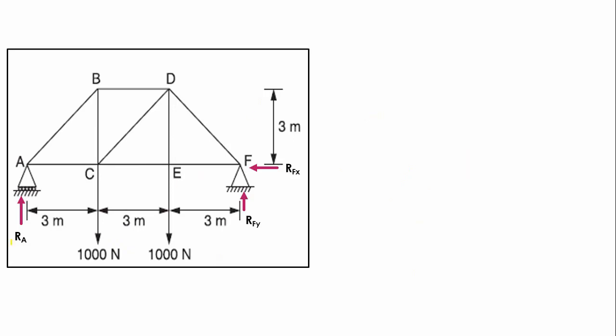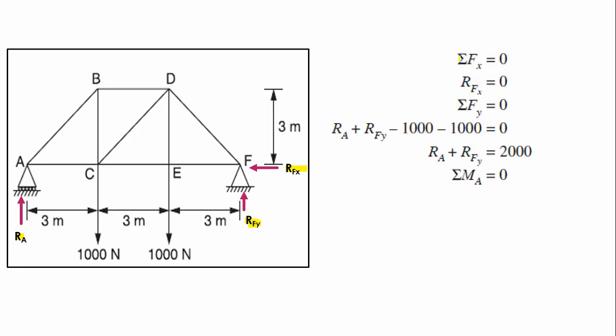Here I have shown the vertical reaction as RA, the horizontal reaction at point F as RFX, and the vertical reaction as RFY. Now we will apply the conditions of equilibrium. First, summation of Fx equal to 0. We have only one horizontal force, RFX; the other forces are vertical. Therefore RFX will be equal to 0.